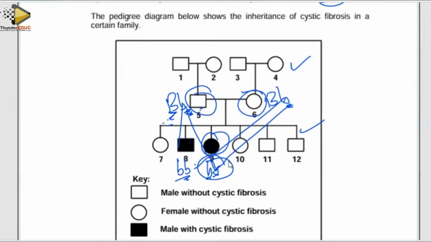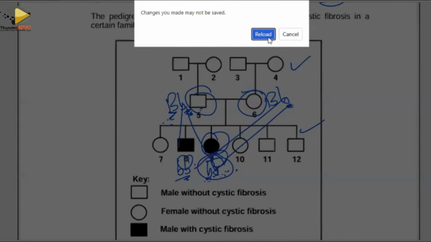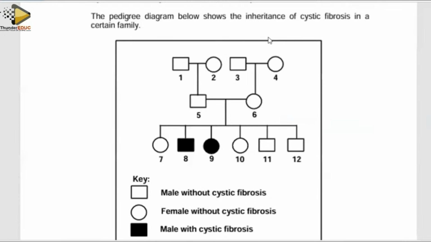But their children 8 and 9 have cystic fibrosis, which means that these kids have homozygous recessive alleles. They received one recessive allele from each parent. So basically, you need to explain that both parents, 5 and 6, are heterozygous. You understand? Heterozygous means that they have a dominant and a recessive allele.